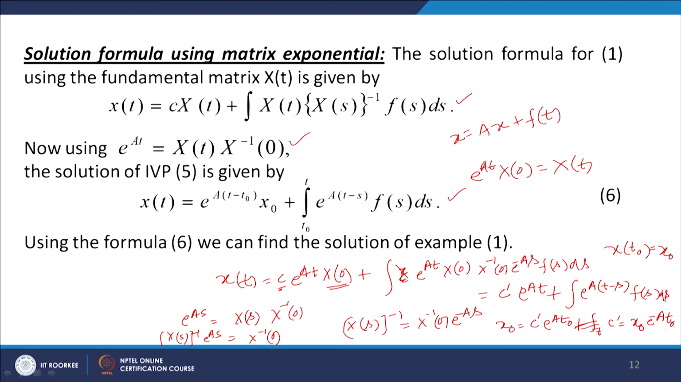Now this formula we can also use to determine the particular solution of example 1. Here we need to find the matrix e^(At). e^(At) can be found by X(t) into X inverse(0). Now to determine X inverse(0), you have the matrix X(t) with you, put t equal to 0 in that, you will have the 3 by 3 matrix X(0), find the inverse of that matrix, and you will have X inverse(0). Then we will take the product of X(t) with X inverse(0) to determine e^(At), and put it in this formula, we will get the solution.